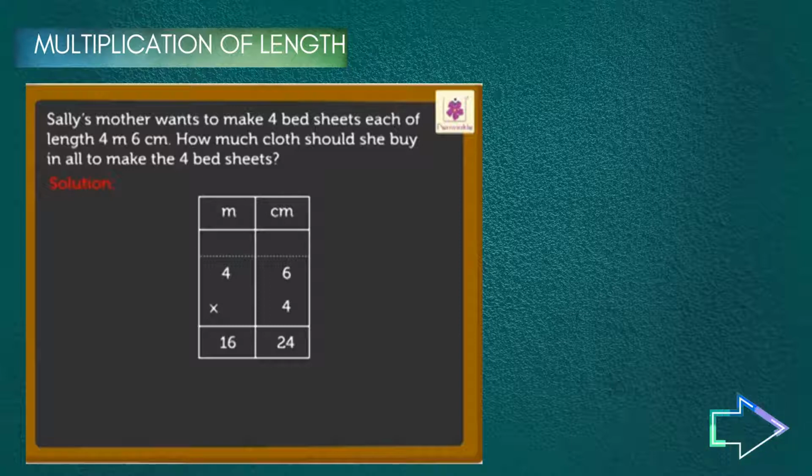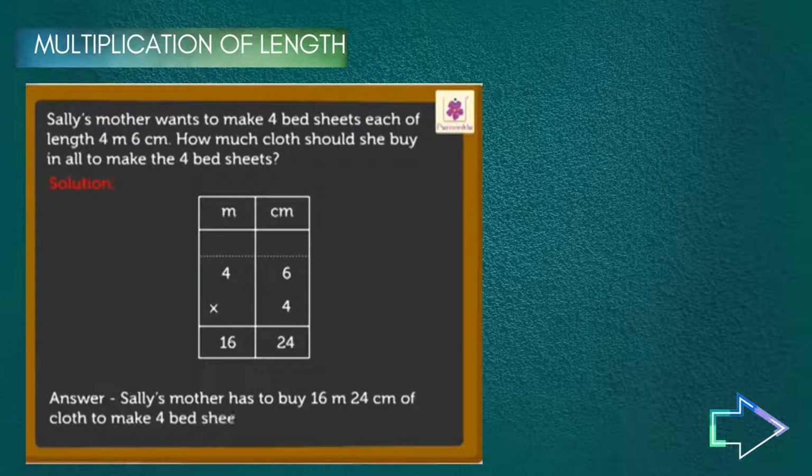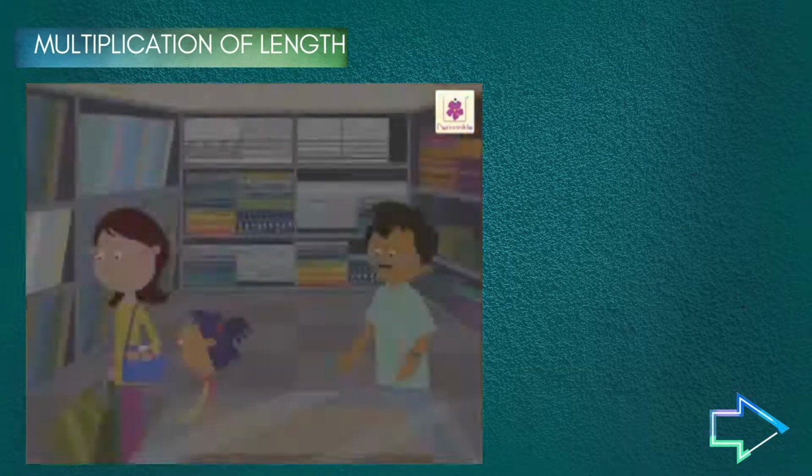So, here we got the answer as 16 meters 24 centimeters. Thus, Sally's mother has to buy 16 meters 24 centimeters of cloth to make 4 bed sheets.